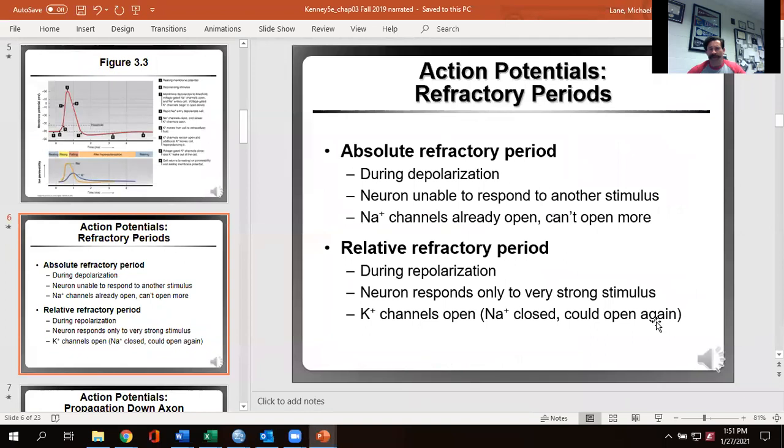Once we've had this action potential, we're going to have two different types of refractory periods. So this is going to be the absolute, which is no matter how much more signal we send, we're not going to be able to get another action potential. And then our relative refractory period, which is where with enough signal being sent, we're likely to be able to do something like that again.